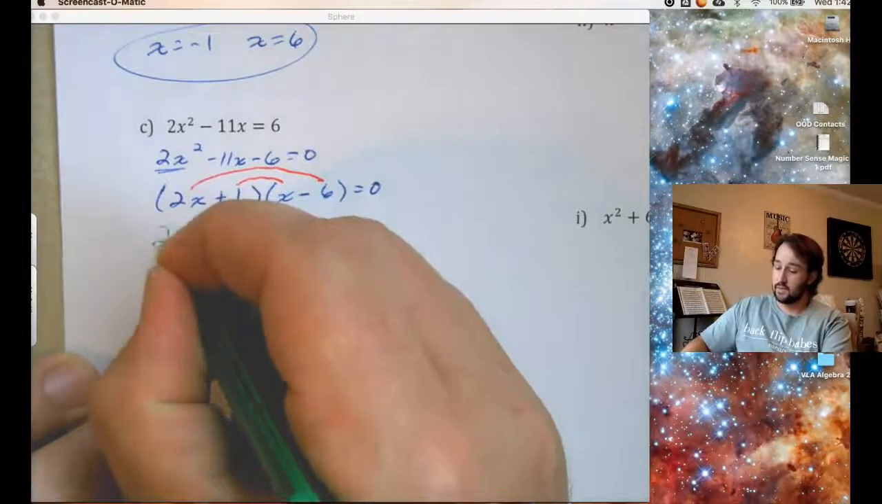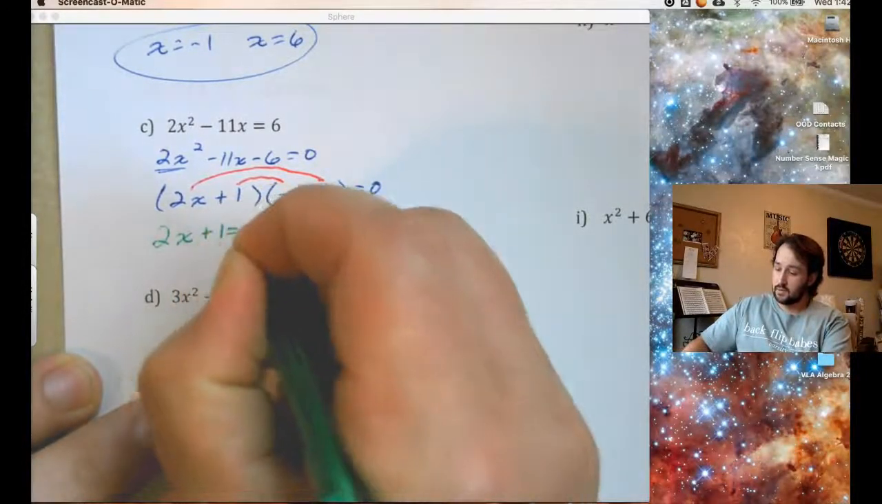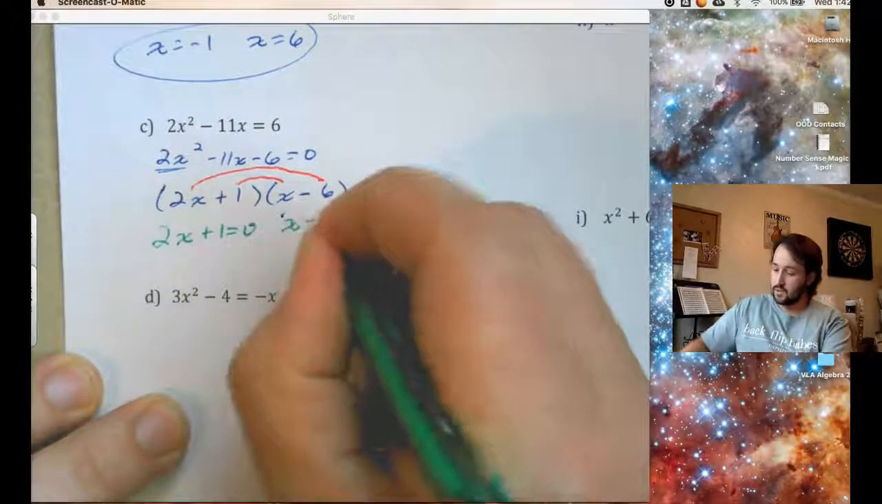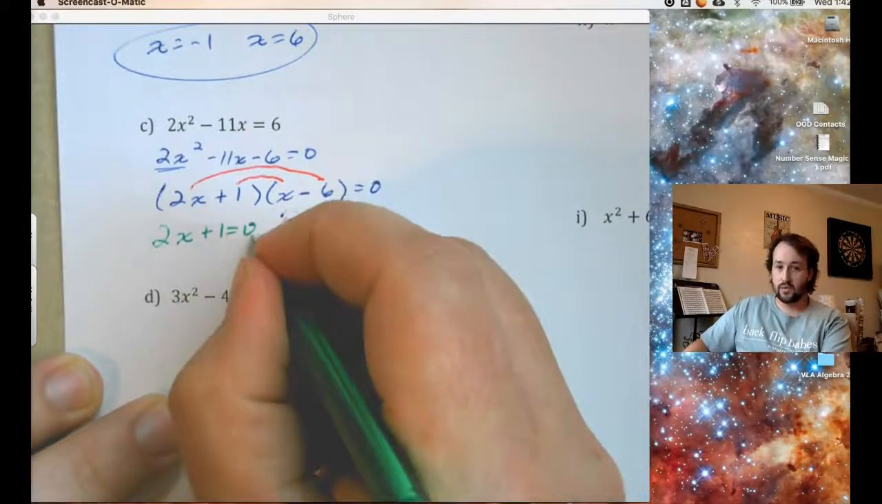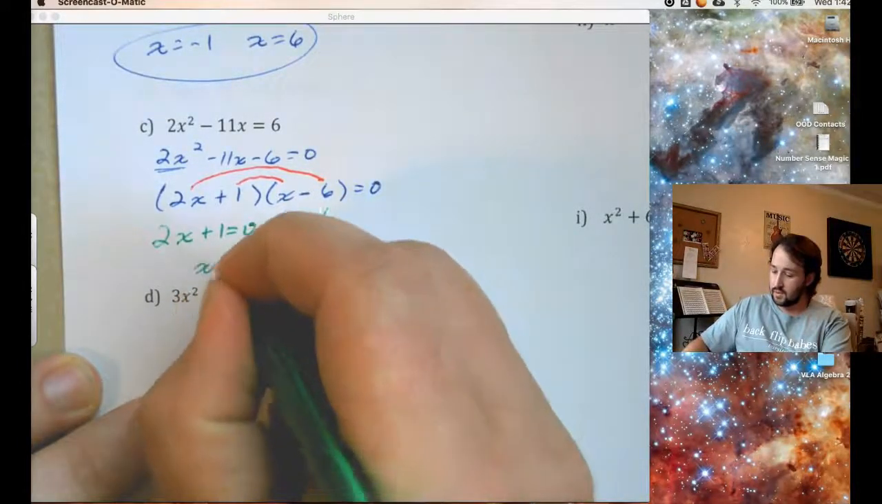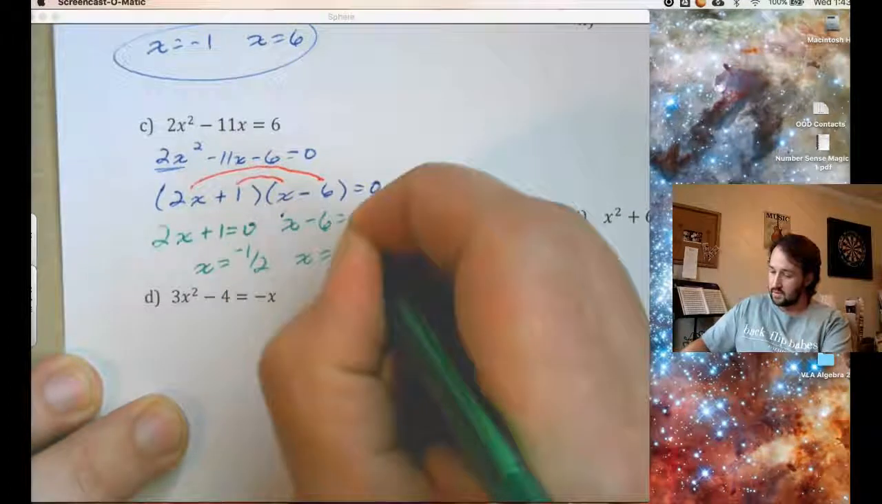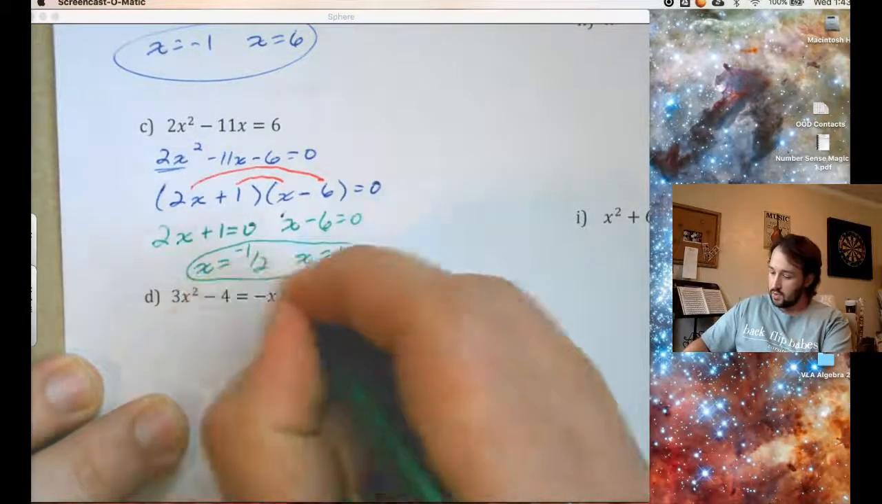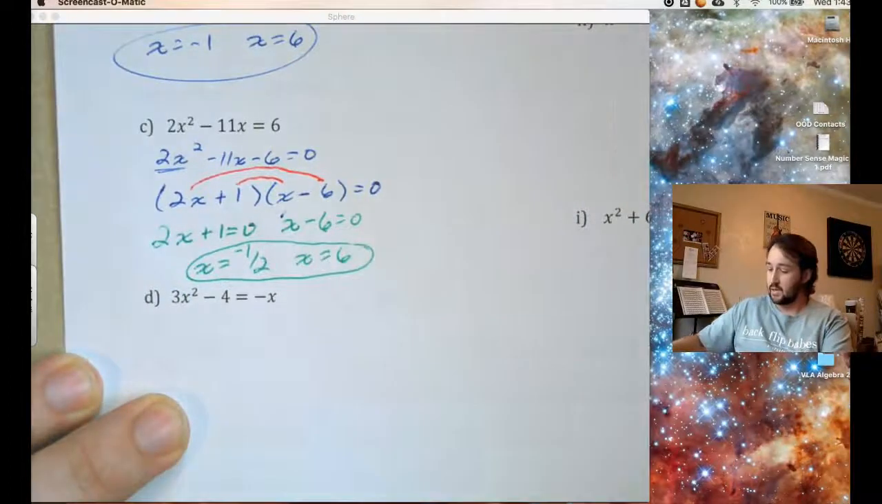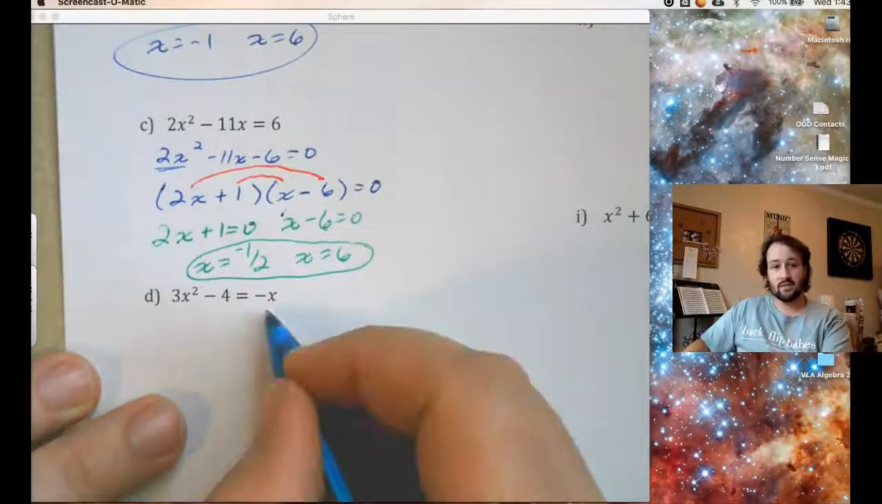Then I can take both of these, set them equal to 0, and continue to solve. So I'd have to subtract 1, divide by 2, so x equals negative 1/2, and x equals 6. I did write the equals here. And those would be my solutions for that one. All right, moving on. Same sort of idea down here.